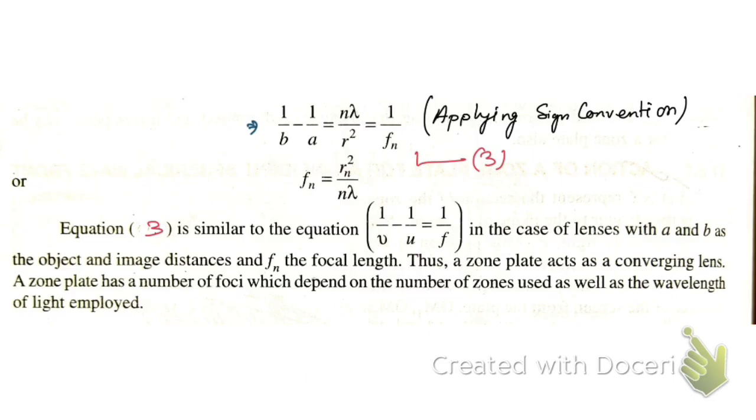And this is similar to this Lens formula, right? So that's why a zone plate, you can see, acts as a converging lens. Okay, so hope you have understood this.